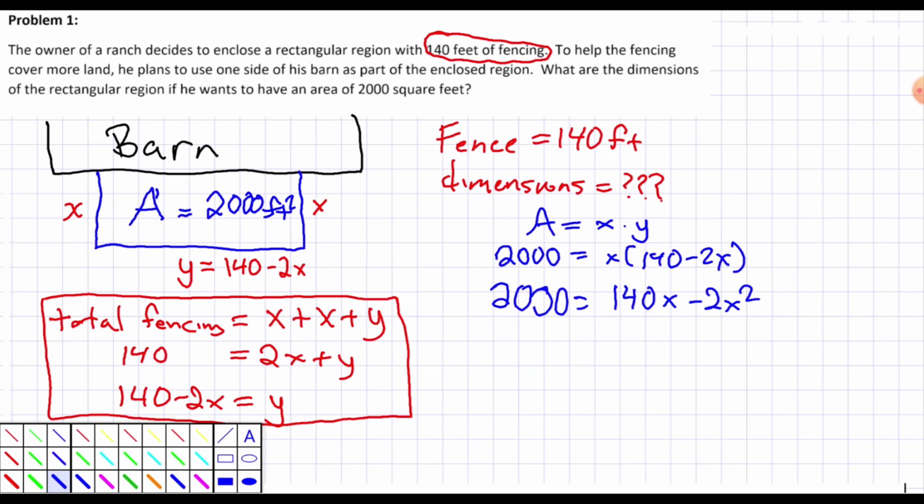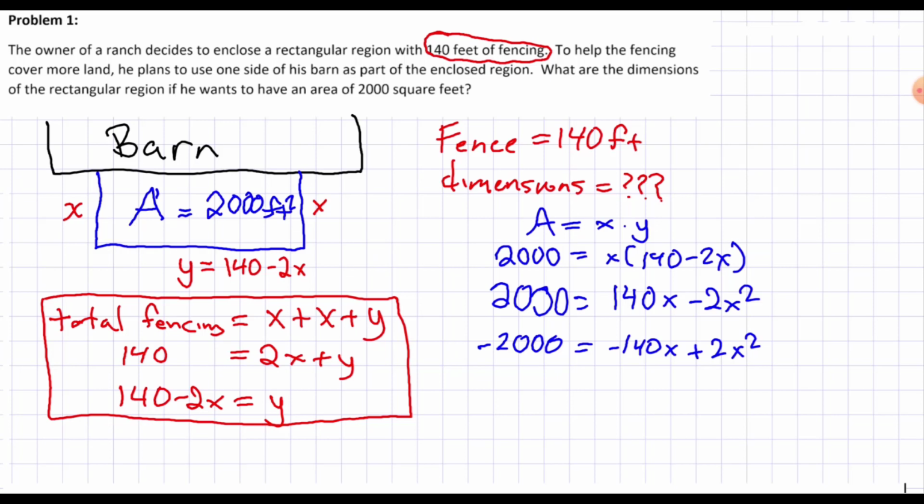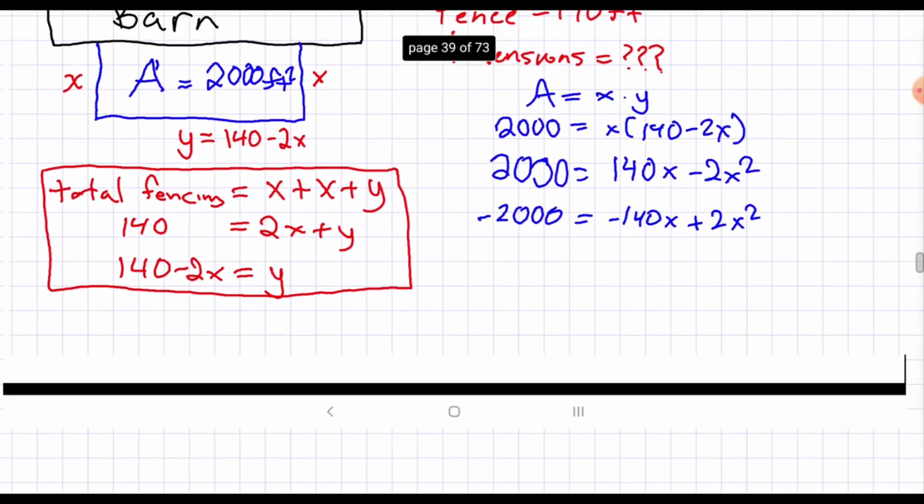Perfect. I don't like that negative there, so I'm just going to multiply everything through by -1, and I'm going to rewrite this. So this is now going to be negative 2,000 is equal to negative 140x plus 2x squared. Now the reason I did that was because I don't want the 2x squared to be a negative. I want that to be a positive. So just one little easy step so you can do that.